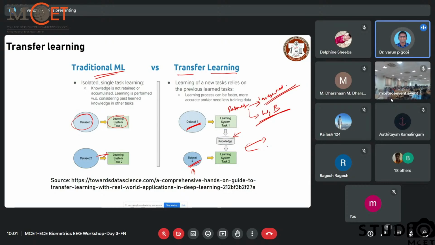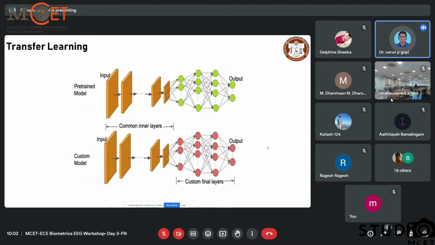This is not applicable with medical images because the ImageNet data set doesn't contain medical images. So it has not seen any medical image during training, and it cannot classify medical images. So that's why we are going for another transfer learning. This is known as fine tuning.